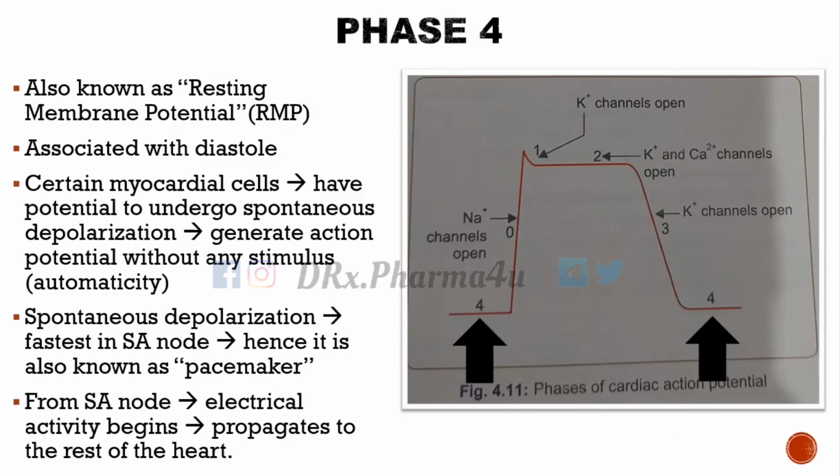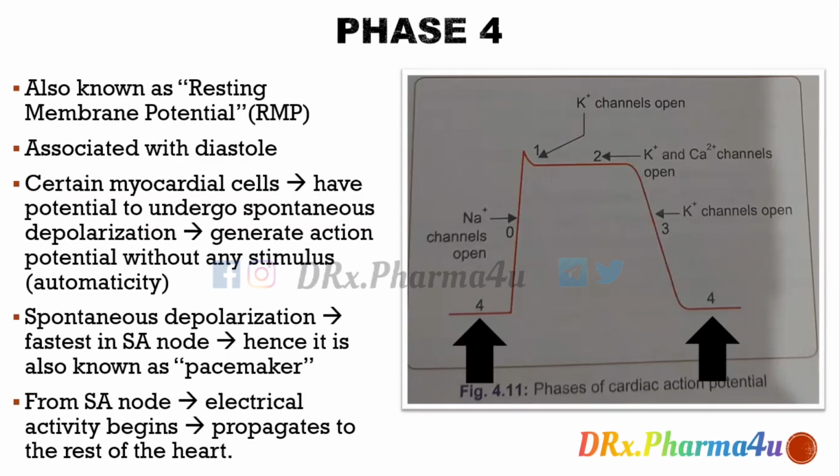There are certain myocardial cells which have a potential to undergo spontaneous depolarization. So they generate action potential without any stimulus. So this property is known as automaticity. So first let's go to phase 4 and let's try to understand what happens in phase 4. In phase 4, what happens? All the depolarization, repolarization, all these things that happen completely gets neutralized, and the myocardial cell returns to the resting membrane potential. So this is what happens in phase 4.